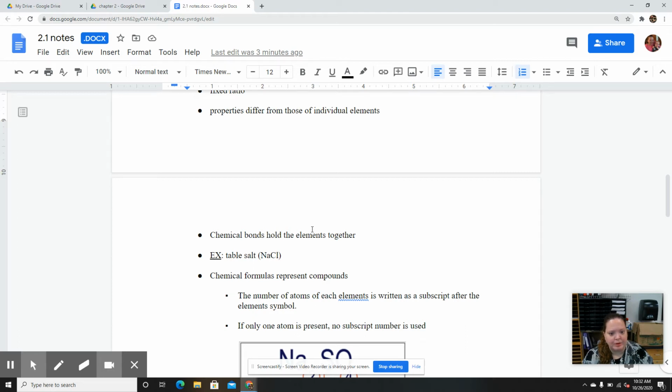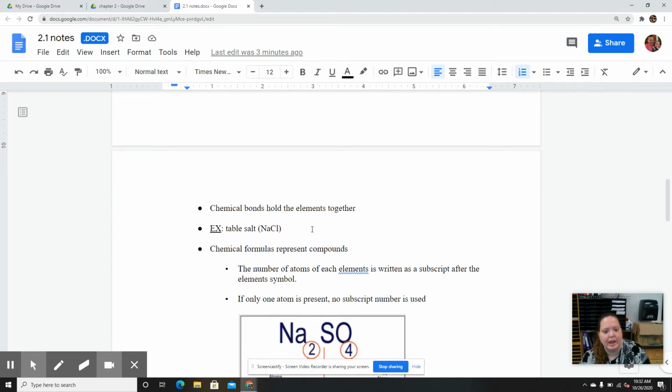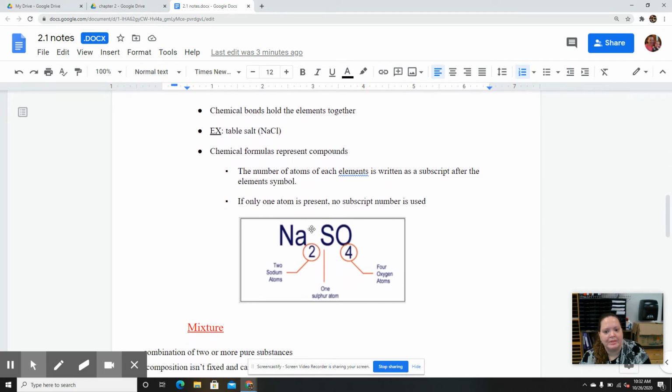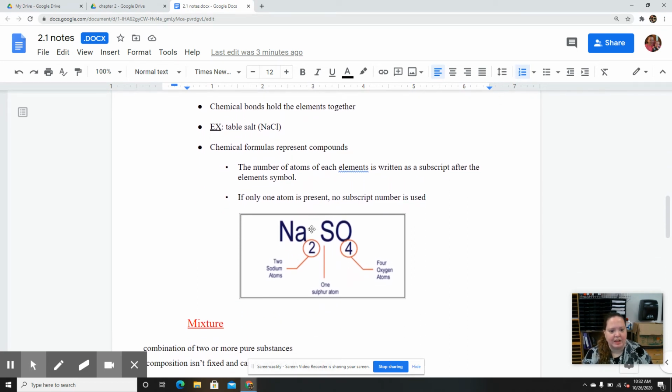Chemical formulas represent the compounds. The number of each atom is represented by a subscript after the element. If only one atom is present, no subscript is written. So in Na2SO4, we have two sodium atoms, one sulfur atom because there's no subscript after it, and four oxygen atoms. So that's how you write a chemical formula.